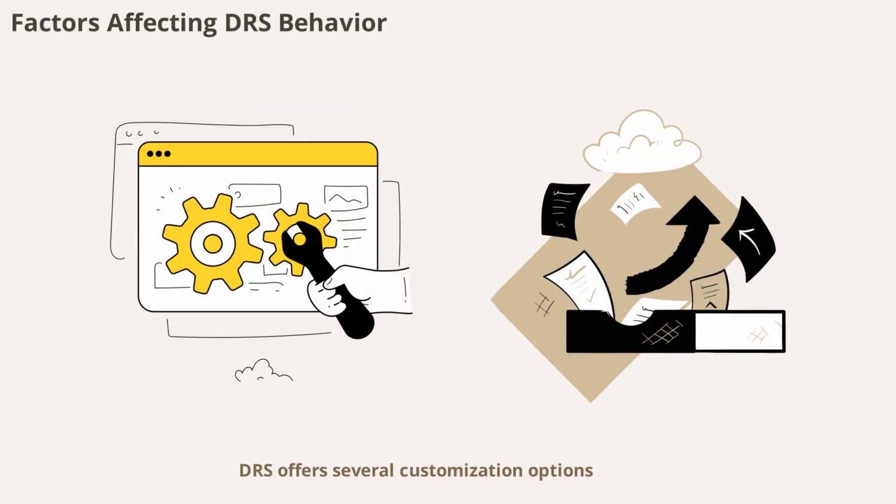DRS offers several customization options to fit different cluster needs. Factors like automation level, aggression level, VM overrides, and rules can all influence how DRS operates. By understanding and tuning these settings, you can optimize DRS for your specific workloads and business requirements. In the next scenes, we'll explore each of these factors in detail, starting with DRS automation levels.